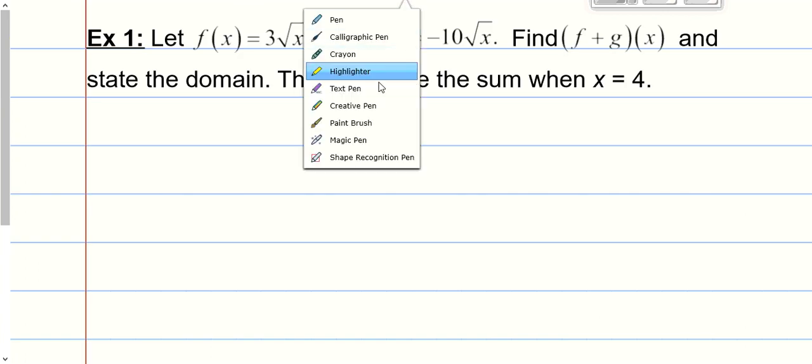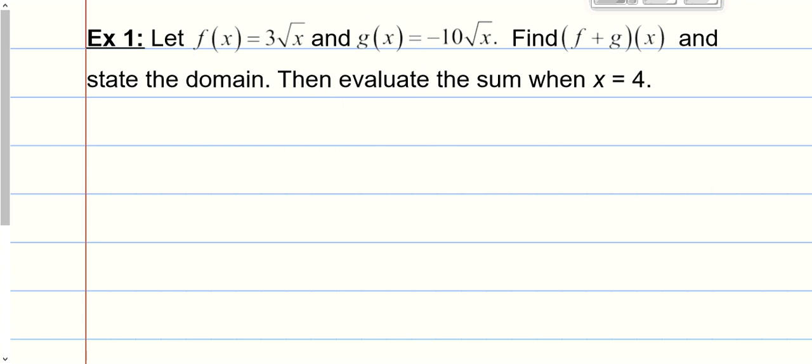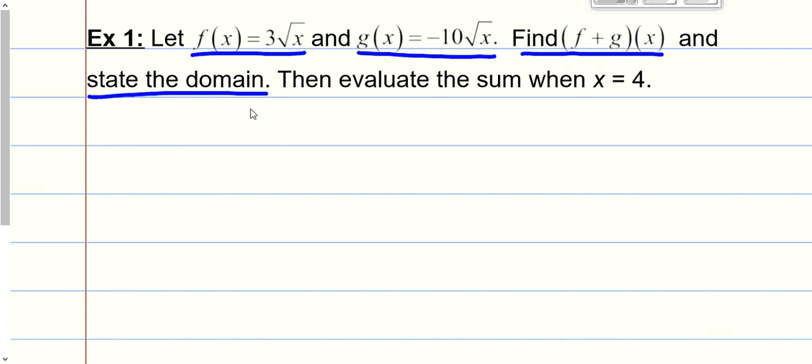Example 1. In example 1, it says that f of x is equal to 3 square roots of x, and g of x is equal to negative 10 square roots of x. I need to find f plus g of x and state the domain. Then evaluate the sum when x is equal to 4. So there's 3 things I need to do here. So let's start at the beginning of it.